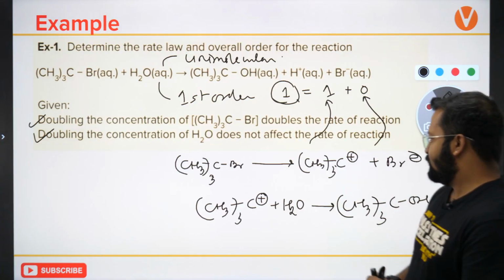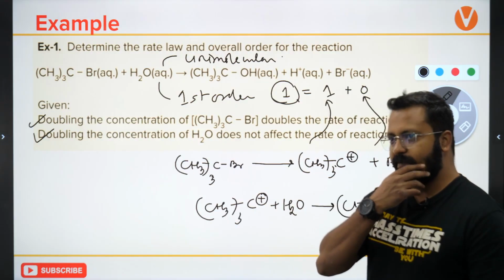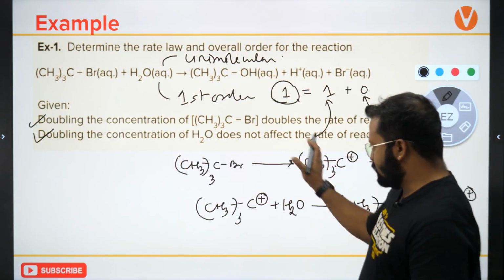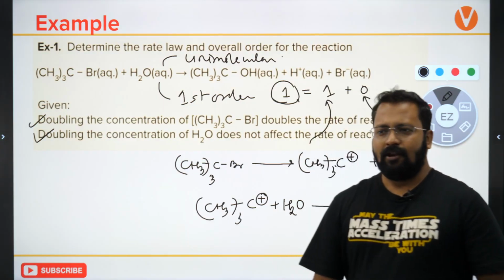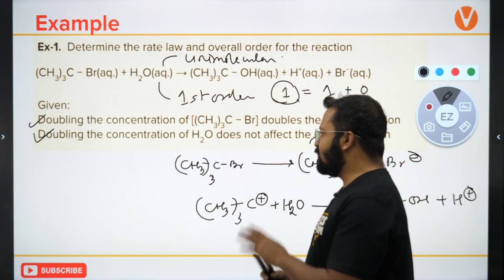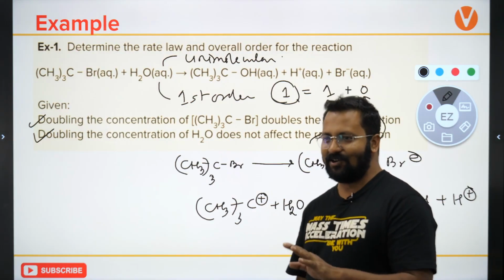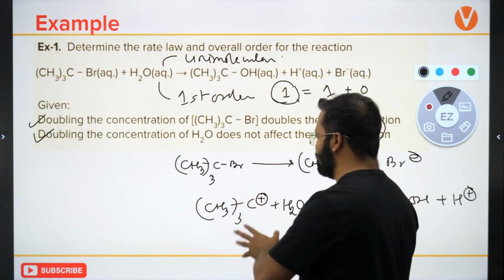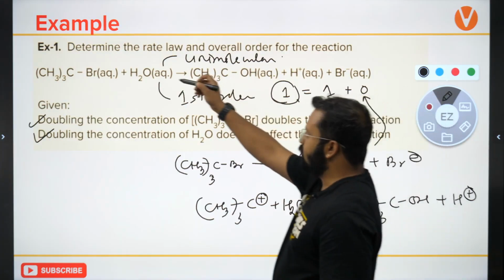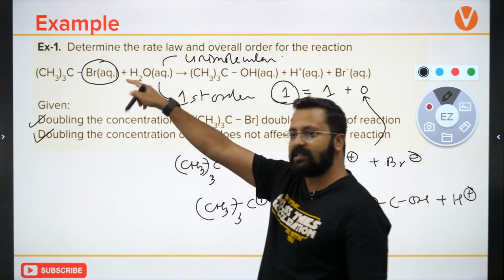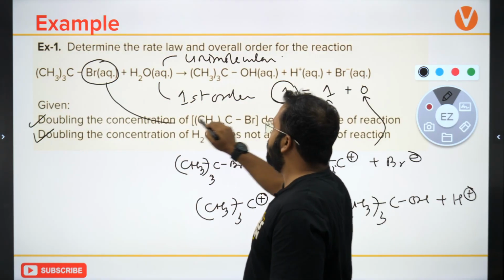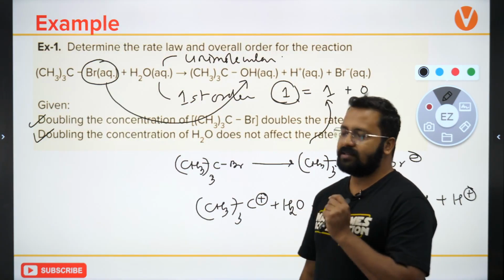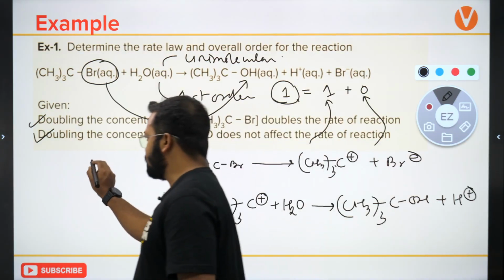This reaction is a nucleophilic substitution reaction. This is step 1, this is step 2. Now if you are asked to identify the rate determining step, this is not SN2, this is SN1. Let's try to understand why we are calling it SN1. You can see that this Br is being substituted by OH, and so it is known as a substitution reaction. First, what is the nature of the reaction? Substitution.